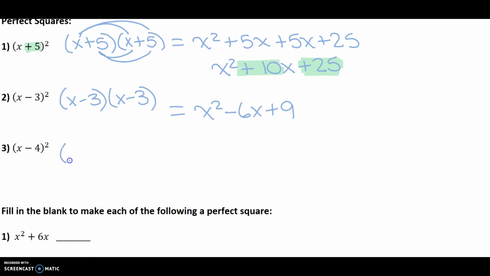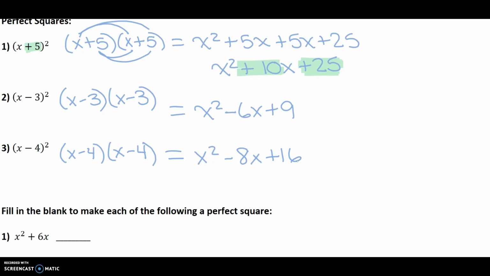And same thing for our last example, x minus 4 times x minus 4 comes out to x squared. Negative 4 plus negative 4 times 2 is negative 8x. And negative 4 times negative 4 is positive 16.